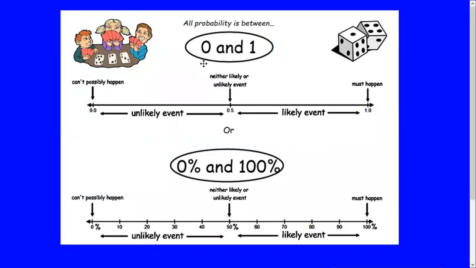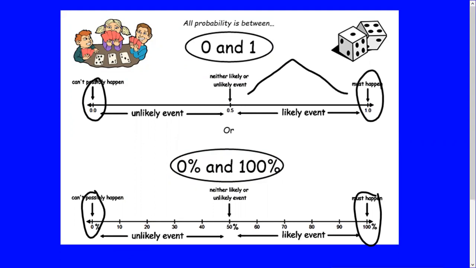Just a reminder that all probability is between 0 and 1. 0, it can't possibly happen. And if the probability of something is 1 or 100%, then it must absolutely happen. Anything between 1/2 and 1 is a likely event. Anything below a half is an unlikely event. It's unlikely to happen. And if it's exactly a half, it's neither likely nor unlikely.